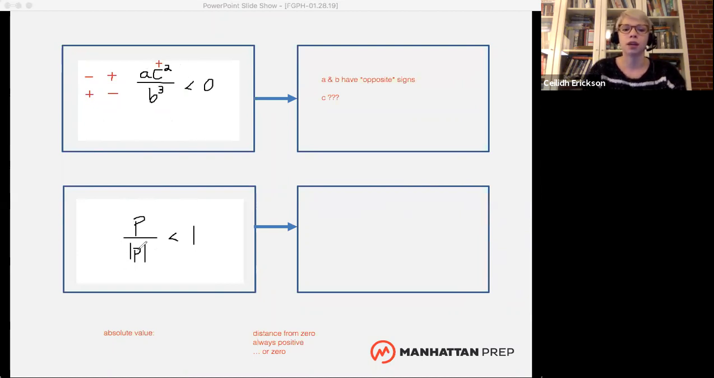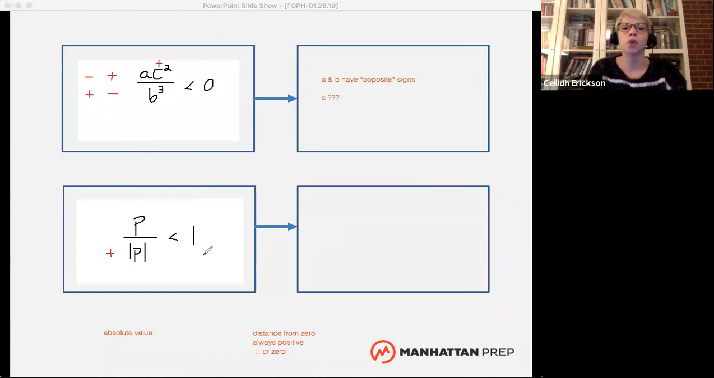So similar to when we look at c squared, for example, if we're looking at the absolute value of p, but it's less than 1, so we know it can't be 0. We can't have a 0 in the denominator. We know that absolute value's got to be positive. And okay, yeah, over here we had less than 1, not less than 0.